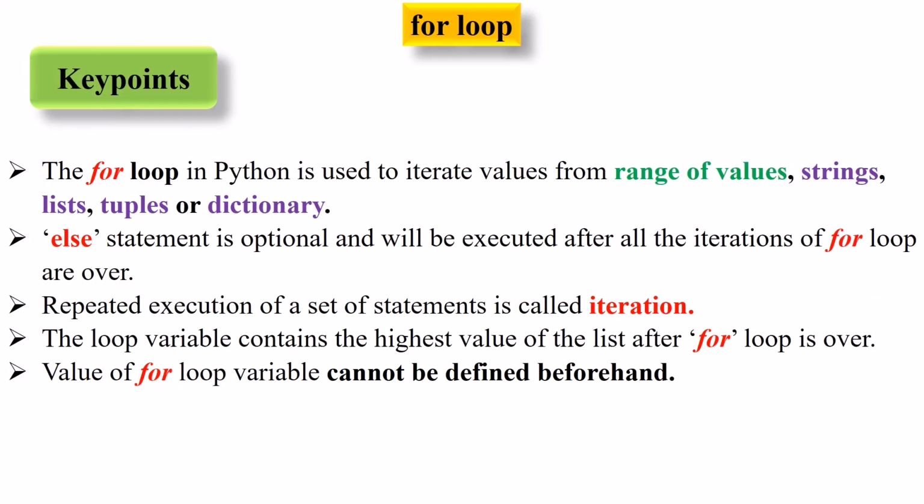Here are some key points to remember for the for loop. The for loop in Python is used to iterate over a range of values, strings, lists, tuples, or dictionary. Else statement is optional and will be executed after all the iterations of for loop are over. Repeated execution of a set of statements is called iteration. The loop variable contains the highest value of the list after for loop is over. Value of for loop variable cannot be defined beforehand.